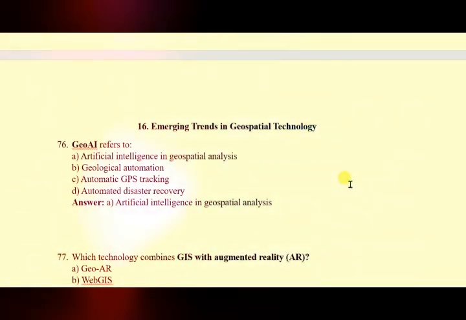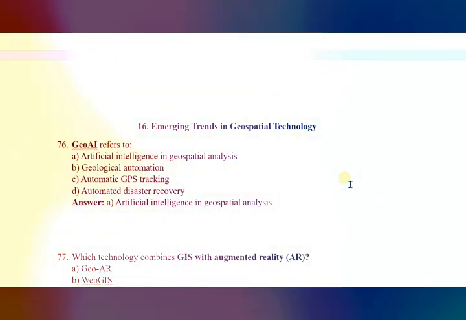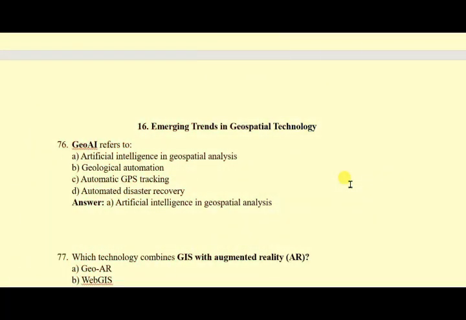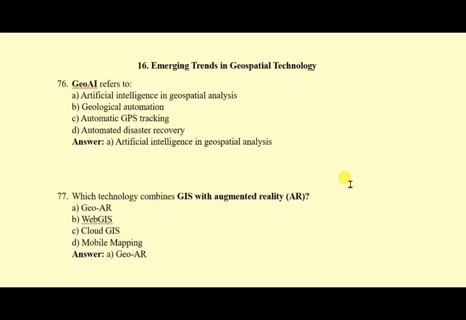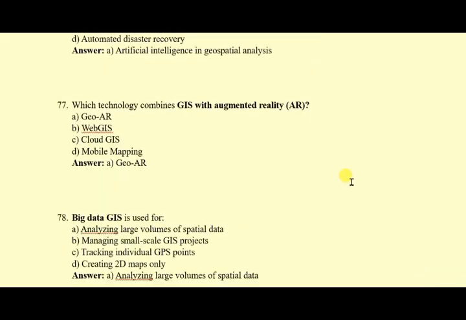Questions of 16th category, emerging trends in geospatial technology. Question 76. GeoAI refers to artificial intelligence in geospatial analysis, geolocation automation, automatic GPS tracking, automated disaster recovery. Right answer will be artificial intelligence in geospatial analysis.